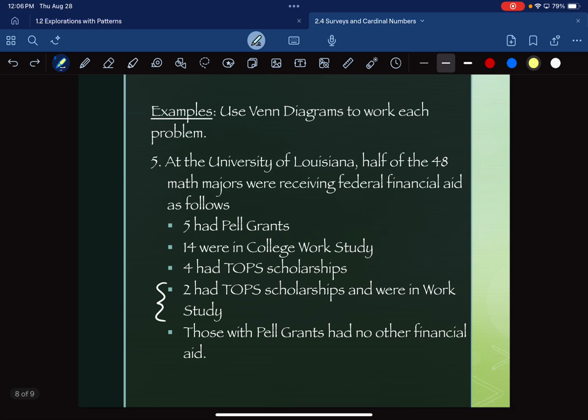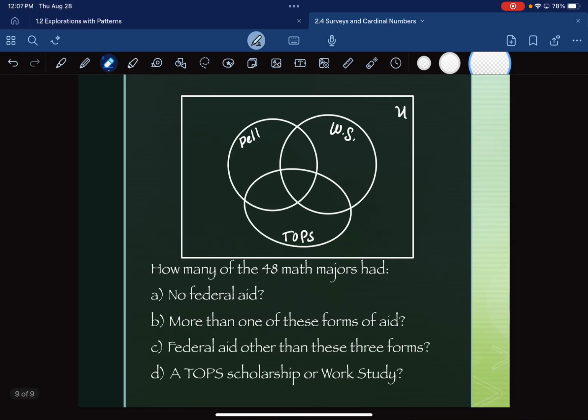Any other thoughts? Pell Grants. What about Pell Grants? Like the 5 that have Pell Grants, or the bottom part that says those with Pell Grants had no other financial aid? The bottom one's actually very helpful. What is the bottom one actually telling us? There's a bunch of zeros here, right? It tells us if they have Pell Grants, they do not have any other financial aid.